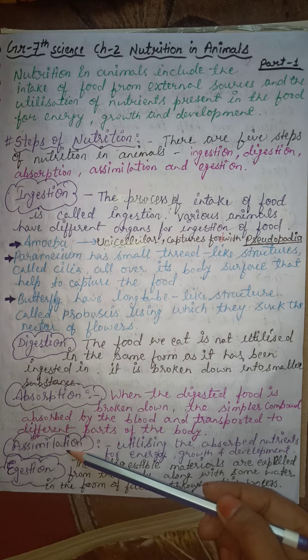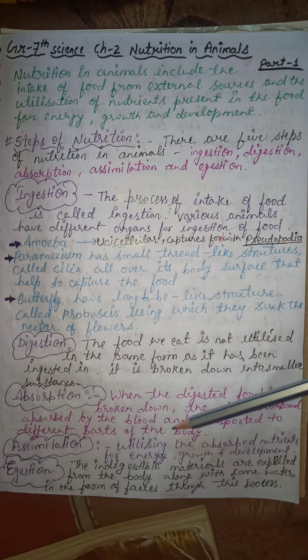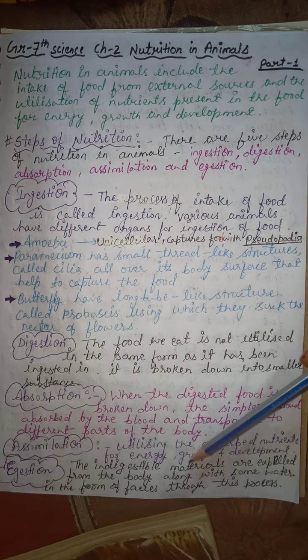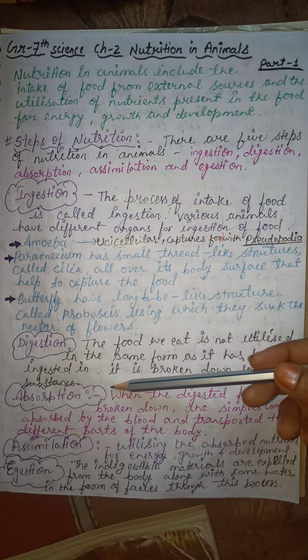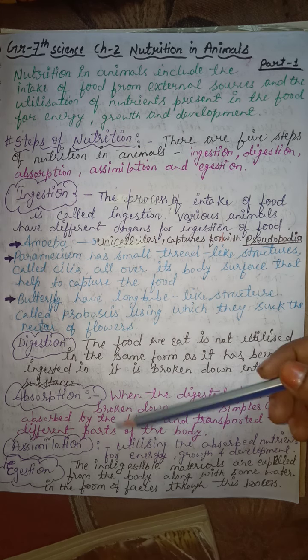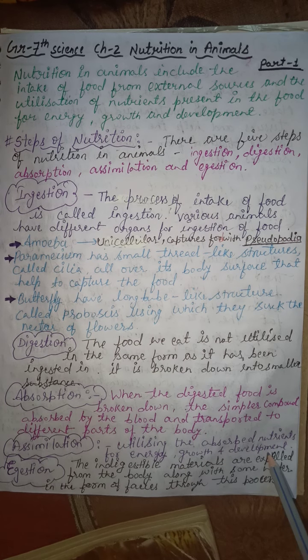Assimilation. It is the fourth step of nutrition. Assimilation is the process of utilizing the absorbed nutrients for energy, growth and development. When absorption has been done, the fourth step is assimilation, utilizing the absorbed nutrients for energy, growth and development.